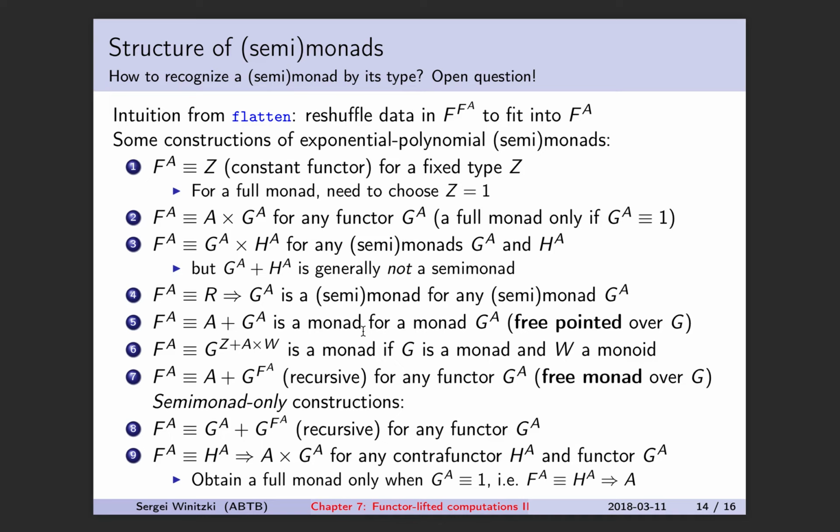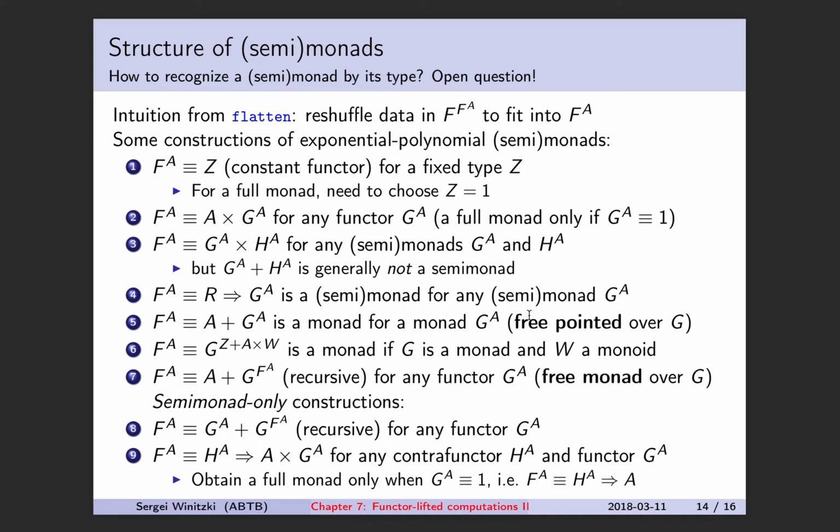So this construction is sometimes called a free-pointed functor over G. It's not important why it's called like this at this point, but we'll see later in a later tutorial when we talk about free constructions, such as free functor or free monad. This will be one of those free constructions where you construct a new functor with a new property out of a functor that doesn't have this property.